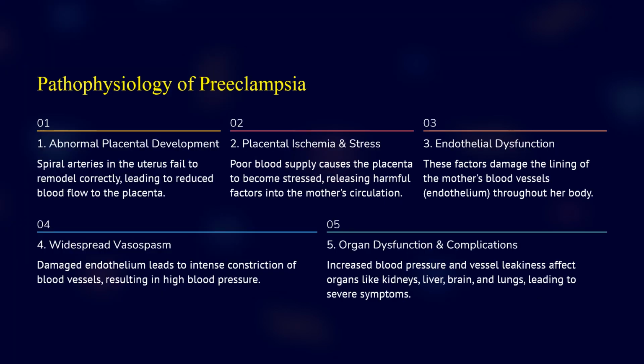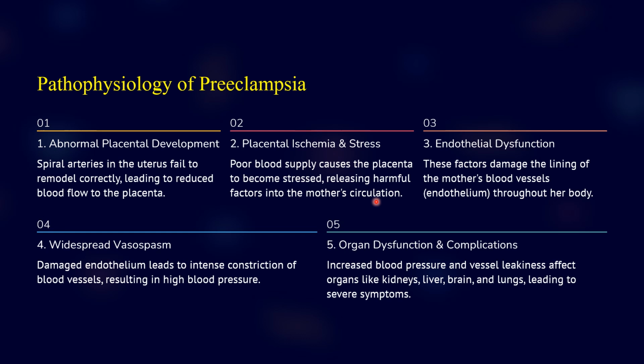Now let's learn about the pathophysiology of preeclampsia. First, abnormal placental development happens. The spiral artery in the uterus fails to remodel correctly, which leads to reduced blood flow to the placenta. When there is low blood flow in the placenta, there is placental ischemia or stress. The poor blood supply causes the placenta to become stressed, and this in turn releases harmful factors into the mother's circulation.